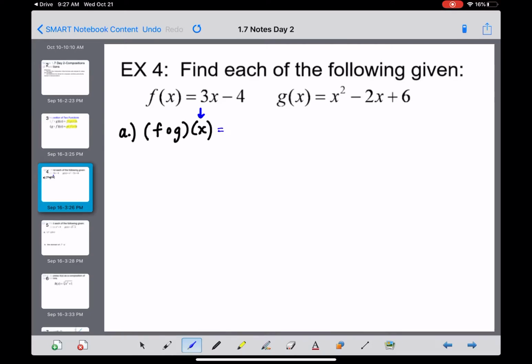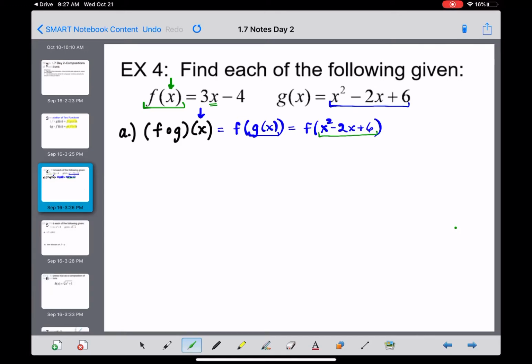So again, I am going to rewrite this. So f of g of x is how I'm going to rewrite it. And then we're going to start from the inside out. So we're going to take this g of x and we're going to sub in our g of x. So it's going to say f of x squared minus 2x plus 6. So now we are taking x squared minus 2x plus 6 and we're going to sub it into function f. And notice it's in place of the x. So instead of having that x there, we will sub that function in.